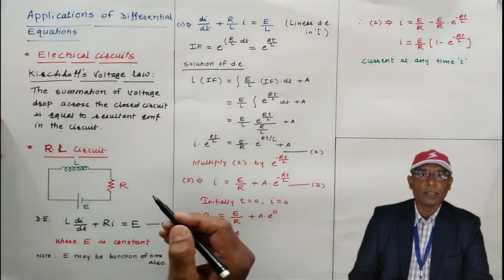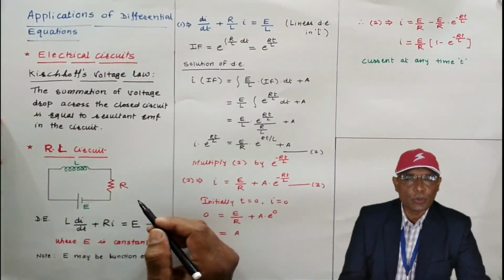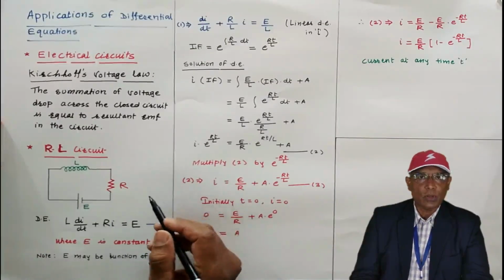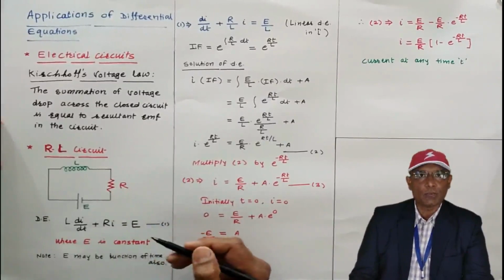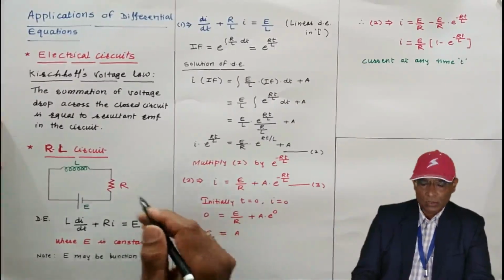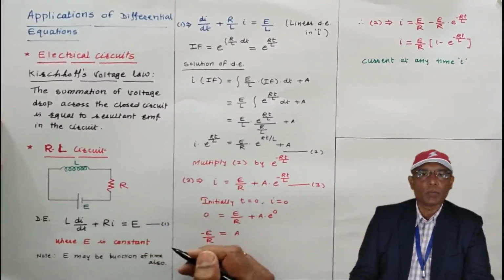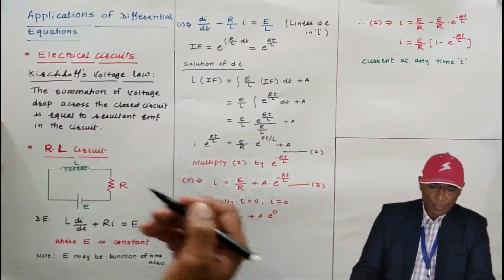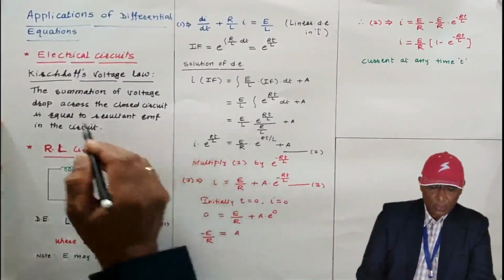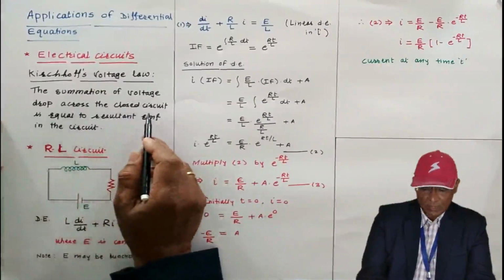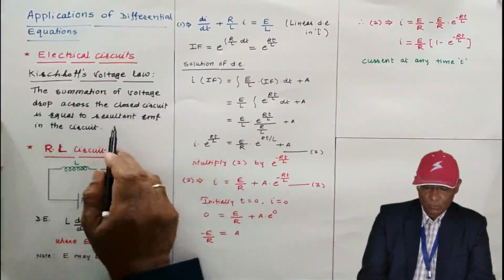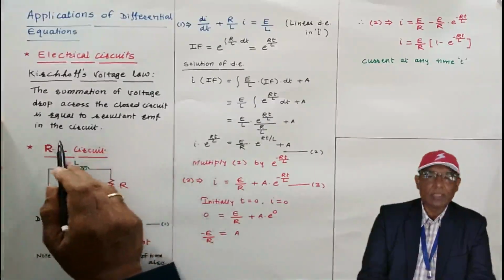In electrical circuits, there are two kinds of law: Kirchhoff's voltage law and Kirchhoff's current law. Mainly in our syllabus, Kirchhoff's voltage law is asked, so we are going to discuss only problems on Kirchhoff's voltage law. So what is Kirchhoff's voltage law? The summation of voltage drops across a closed circuit is equal to the resultant EMF in the circuit.